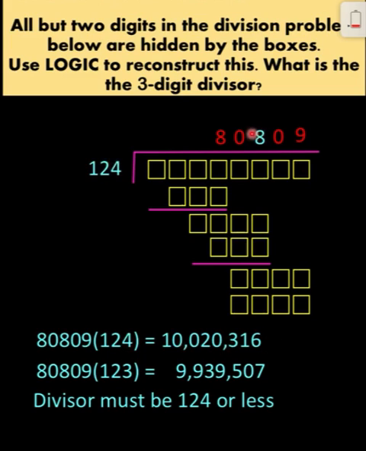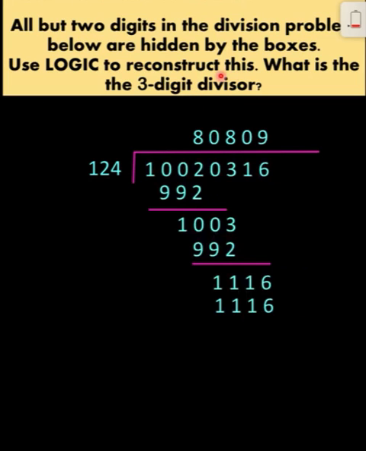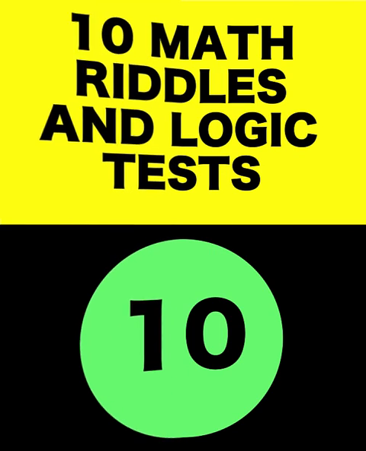So we now know the quotient, we now know the divisor, which is what we are looking for in this problem, and we can now complete the puzzle this way. So if we are going to reconstruct this division problem, this is now the exact reconstruction, and the answer to this puzzle is 124. The divisor is 124. And we accomplish this all by just using simple logic.